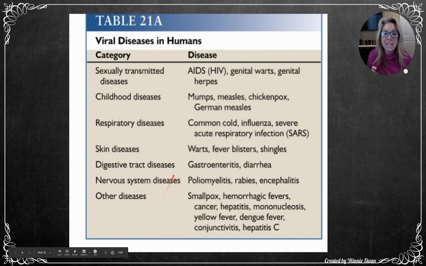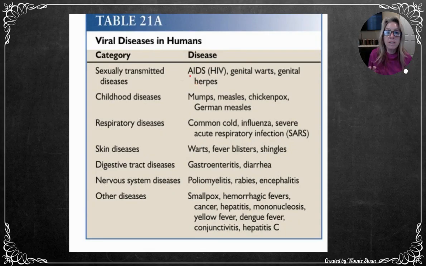Kind of scary, huh? So let's look at some different viral diseases in humans. You can see there's several sexually transmitted diseases like HIV and genital warts and genital herpes, mumps and measles, chickenpox. Those are all viruses. Look at the common cold, influenza, SARS, skin diseases. You can see here, digestive tract diseases, nervous system diseases like polio. And then here's some other wonderful diseases you can get from a virus.